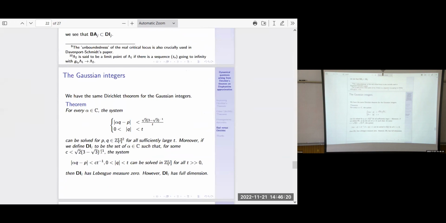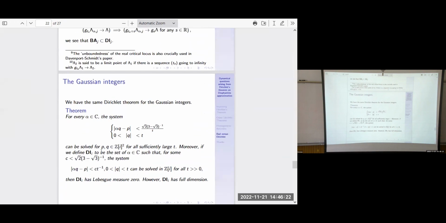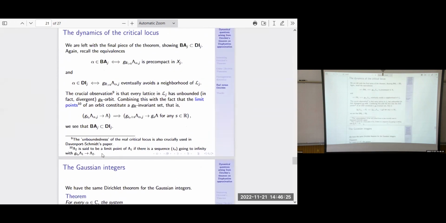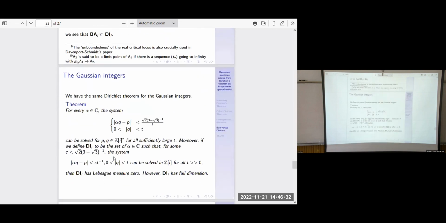Okay. So that's the end of the Eisenstein-Dirichlet theorem. And what would change if you changed the ring of integers? Will something change if you replace Z by something else? So let's do the Gaussian integers. Now everything is co-volume 1. The Gaussian integers are the standard lattice in C, generated by 1 and i.